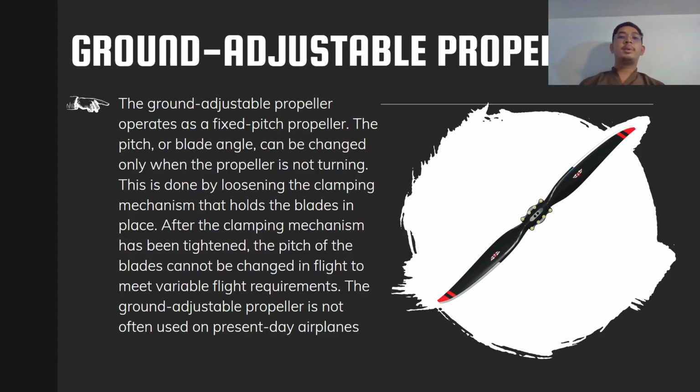The ground adjustable propeller operates as a fixed pitch propeller. The pitch or the blade angle can be changed only when the propeller is not turning. This is done by loosening the clamping mechanism that holds the blade in place. After the clamping mechanism has been tightened, the pitch of the blades cannot be changed in flight to meet the variable flight requirements. The ground adjustable propeller is not often used on present day airplanes.